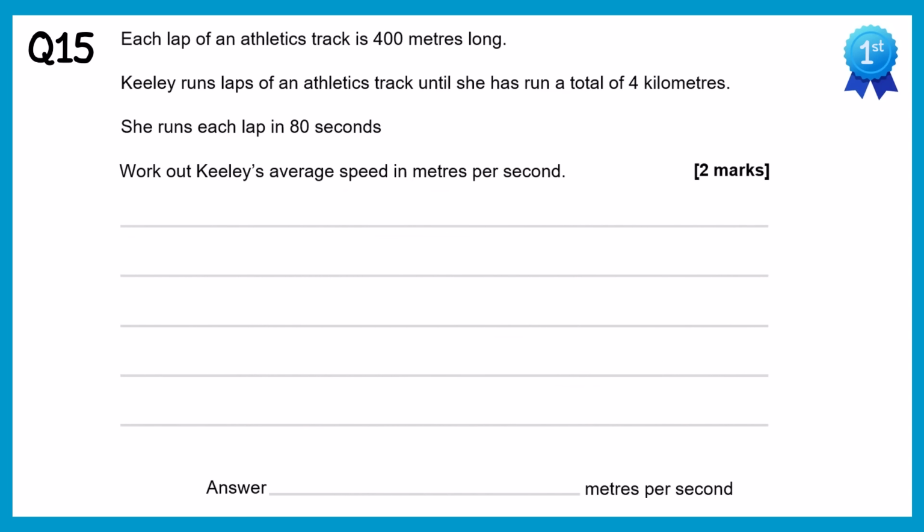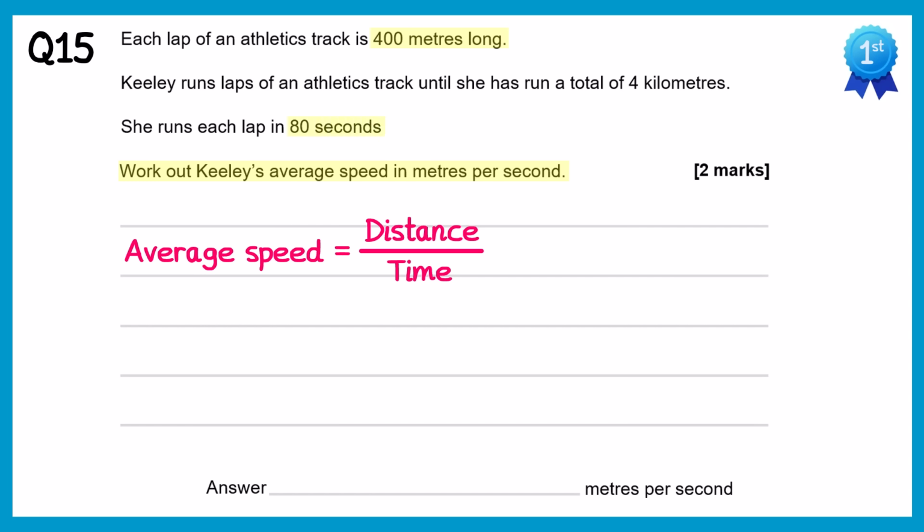In the second part of the question, we're asked to work out Keely's average speed in meters per second. We'll do this using the formula average speed equals distance divided by time. We're given both of those values in the question. The distance for a lap is 400 meters, and the time she takes for a lap is 80 seconds. So we just need to do 400 divided by 80. You can simplify this fraction by dividing both of these by 10. 400 divided by 10 is 40, and 80 divided by 10 is 8. So we need to do 40 divided by 8, which is 5.